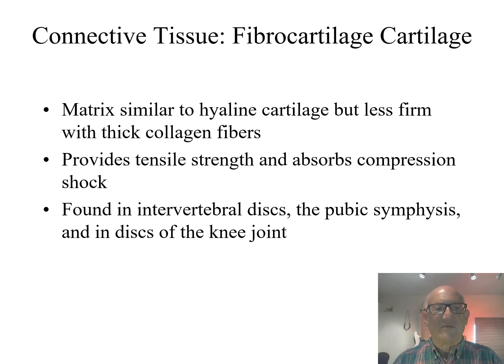Fibrocartilage is another type of cartilage. The matrix is similar to hyaline cartilage, but less firm with thick collagen fibers. It provides tensile strength and absorbs compression shock. It is found in the intervertebral discs, the pubic symphysis, the joint between the two pubic bones, and the discs of the knee joint.